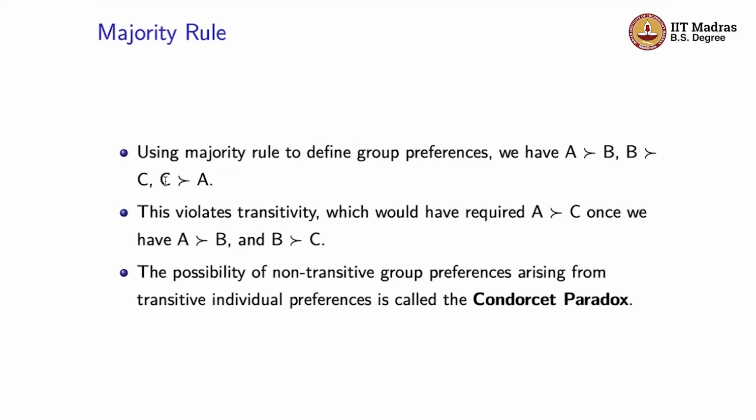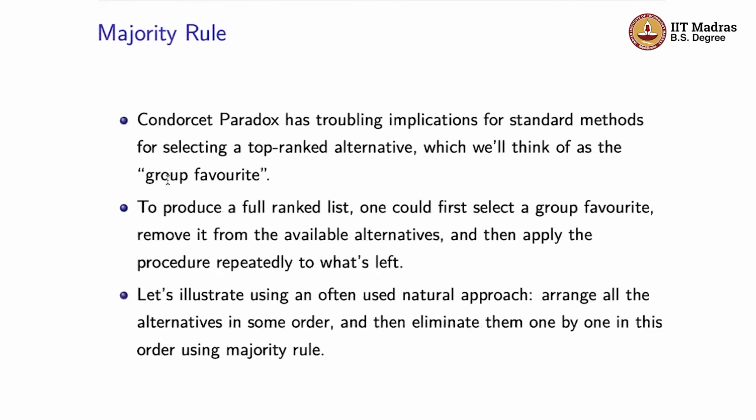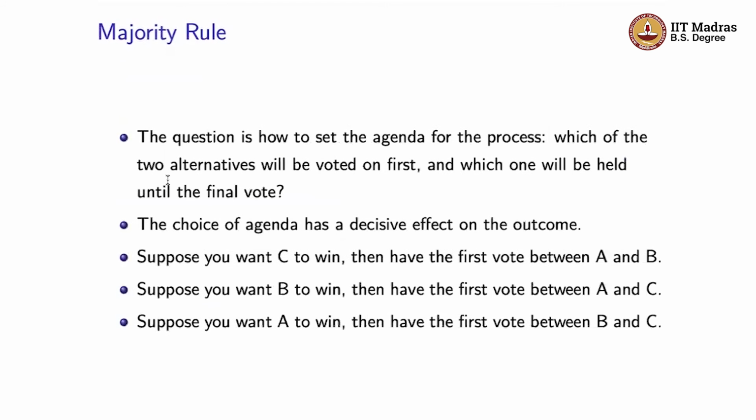Similarly, suppose you want B to win, who do you want to have a vote in the first round? You want to have a vote between C and A in the first round, right? Then C defeats A. And then if you have a vote between B and C, then B is going to win. And if you wanted A to win, what you should have is a vote between B and C in the first round, right? In that case, B is going to defeat C, and then A can defeat B whenever you have a vote between these, right?